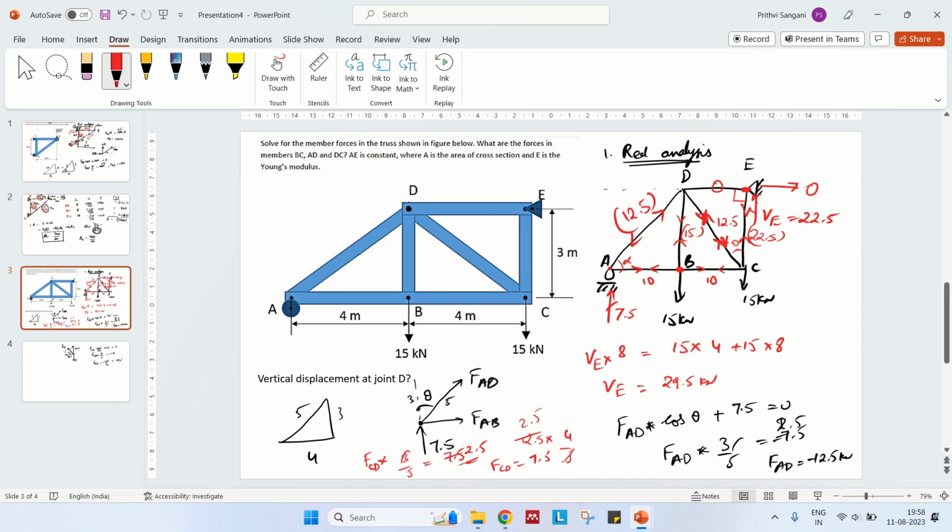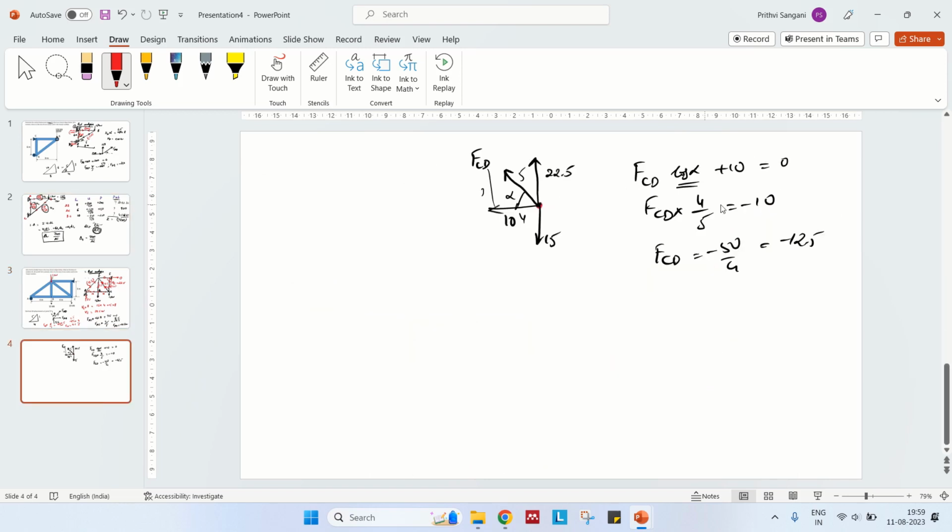Now for the virtual load, or the unit load, where do we need to apply the load? The vertical displacement at joint D is what is required to find out, right? So we can apply the vertical unit load at this displacement in this direction. So this is the unit load.